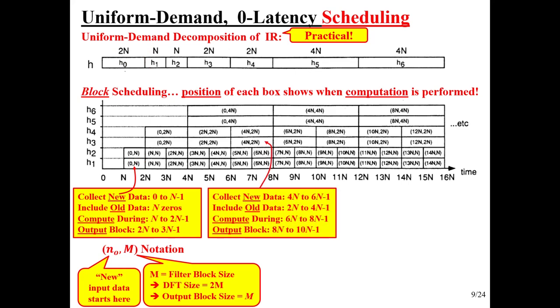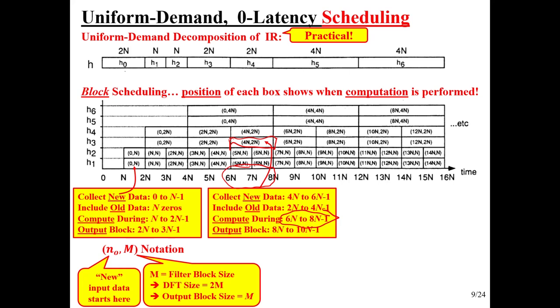Let's do another one. Notice that I'm doing the odd indexed blocks in these first two examples. So N0 is 4n. It tells me that's where the new data starts. M is 2n, so it tells me I need 2n samples of new. I also need 2n old samples, so they are the previous 2n samples. When do I compute? Well, this block is right here, 6n to just shy of 8n.